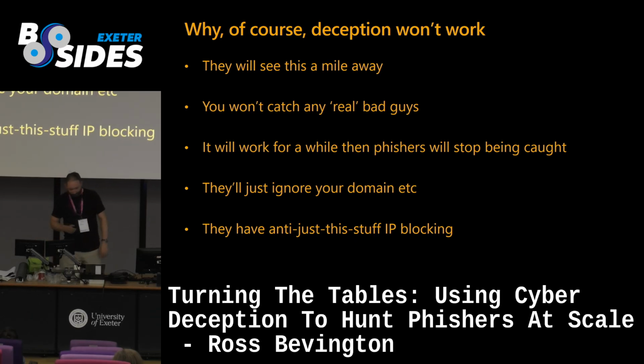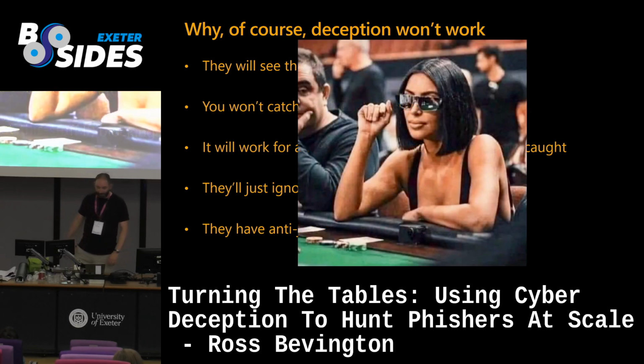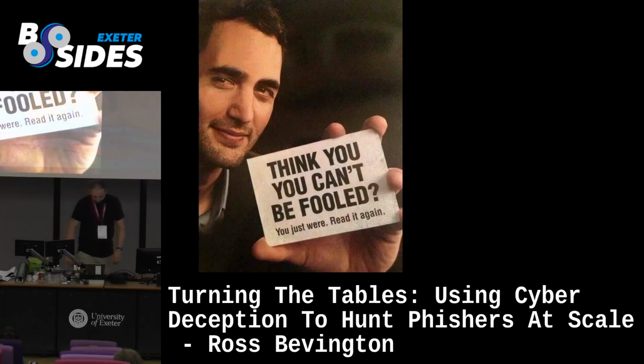All of these things, but everyone's making a mistake. Here's Kim Kardashian. She's making a mistake. She's playing poker and she's got mirrored glasses on. This is a really great example of doing things you shouldn't do. Maybe you can't fool either.